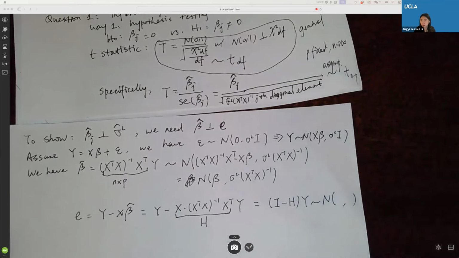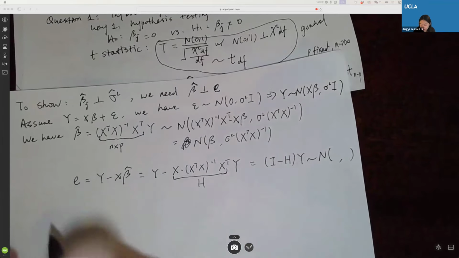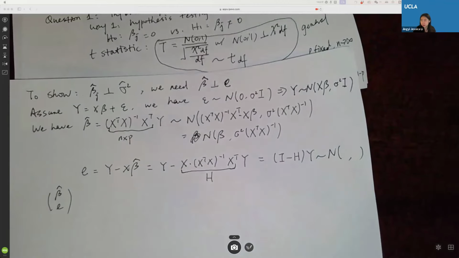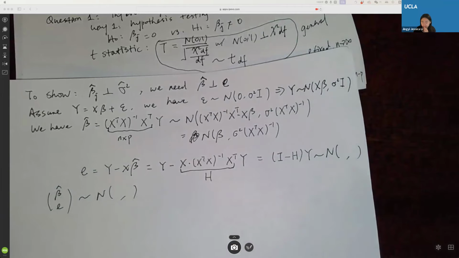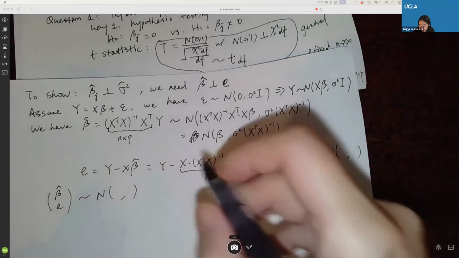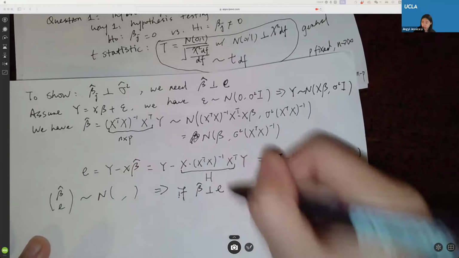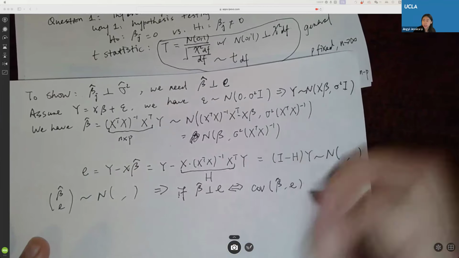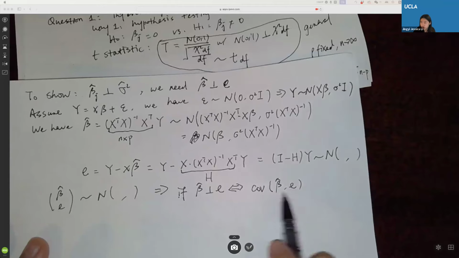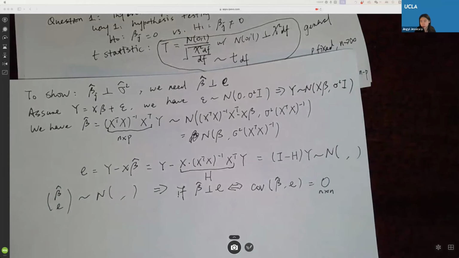Now, to show the independence between beta hat and E, we can use the fact that if we stack beta hat and E together as one vector, we can still show that it is jointly normal because they both have Y involved. This is a very important result for such a normal setting: this joint normal distribution implies that showing beta hat is independent of the residual vector is equivalent to showing that the covariance matrix of beta hat and E is a zero matrix. As long as we can show this zero covariance, it is equivalent to say that they are independent. This is a nice property of the joint normal distribution.